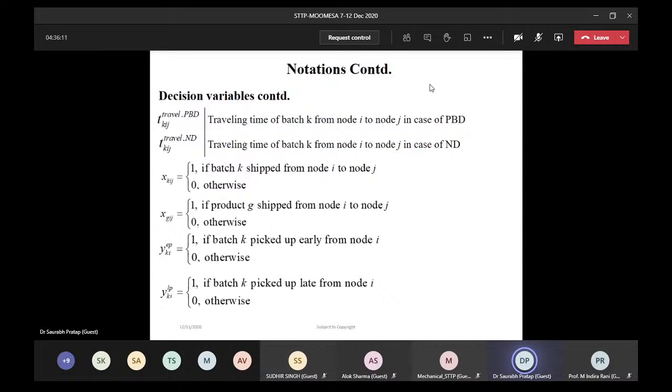And there are some more decision variables, and these are binary decision variables. If the value of this decision variable is 1, then batch k is shipped from node i to j, otherwise it will be 0. Similarly, these are some other decision variables. Now you can see that there are a number of decision variables.